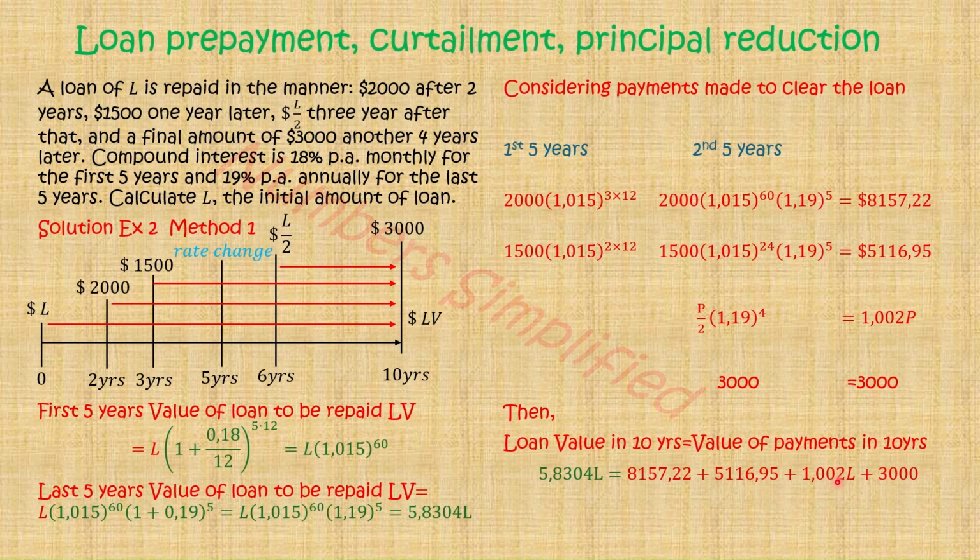So if we move the 1.002 L to the left-hand side, we are going to have 4.8284 L is equal to $16,274.17. And of course, since we are trying to find the value of L, L becomes $3,371, and that will be our final answer.